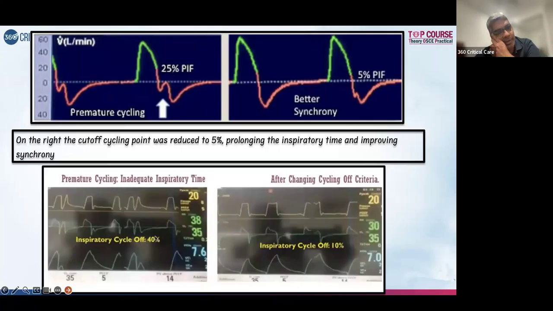So on the right, the cycle cutoff point was reduced to 5%. This prolongs the inspiratory time and improves the synchrony.